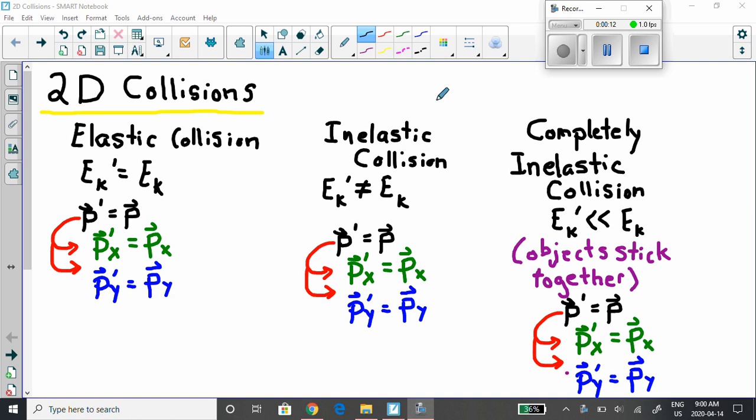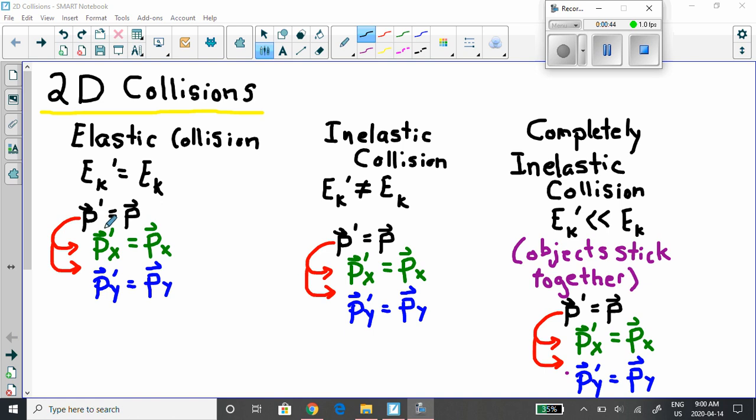It's just an extension of what we learned before, where everything was in a line, one-dimensional. The categories for collisions that we learned about in one-dimensional collisions still exist here. We still have elastic collisions where the kinetic energy and the momentum are conserved. But since it's a two-dimensional situation now, and momentum is a vector, what we need to do is break down the momentum vectors into their components.